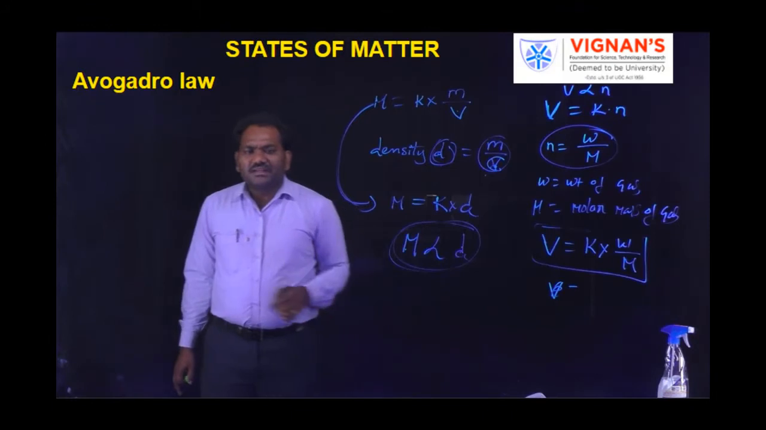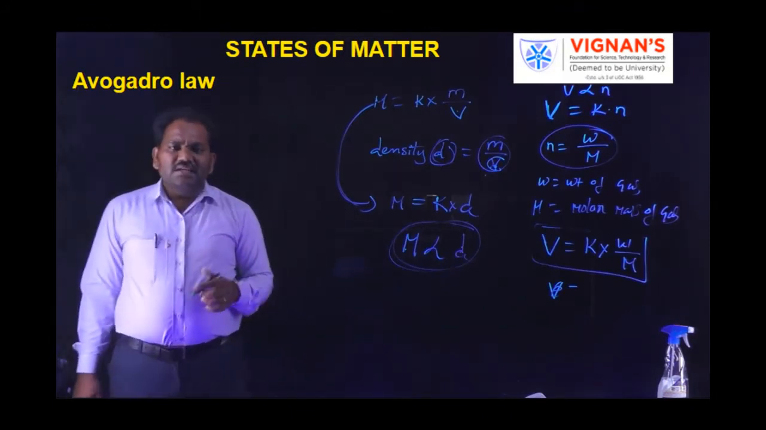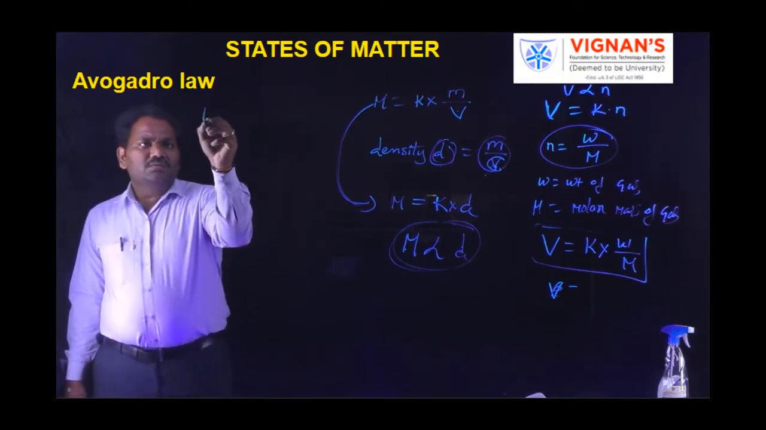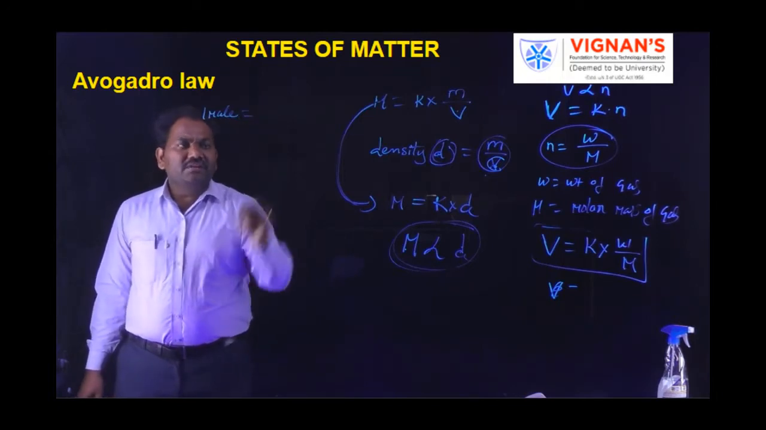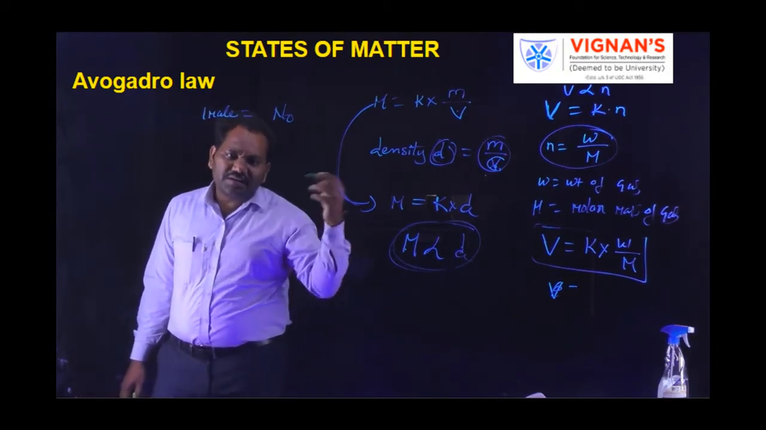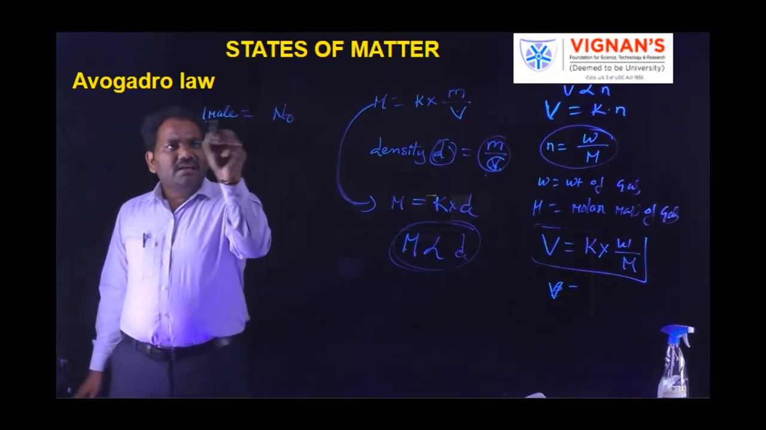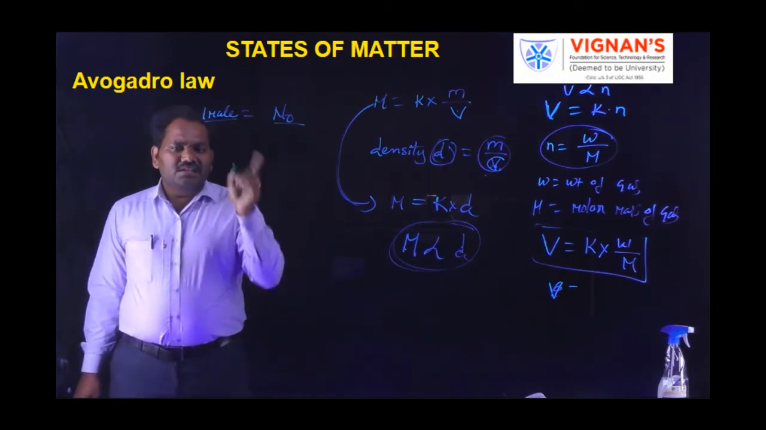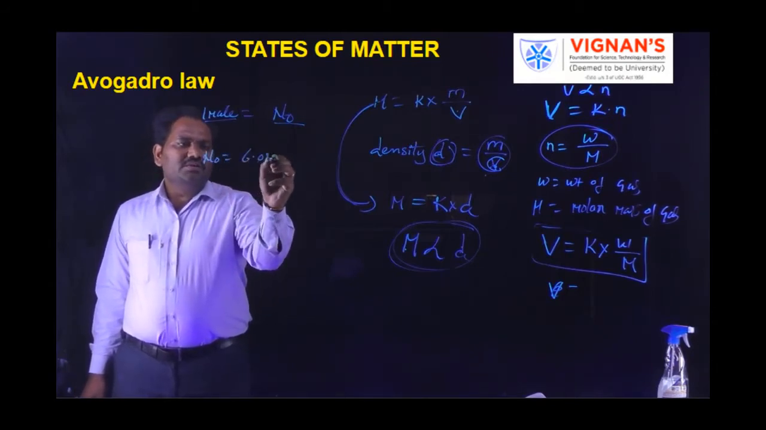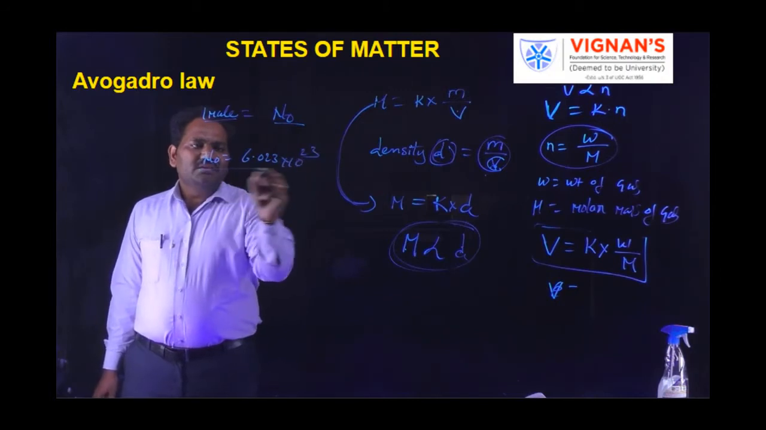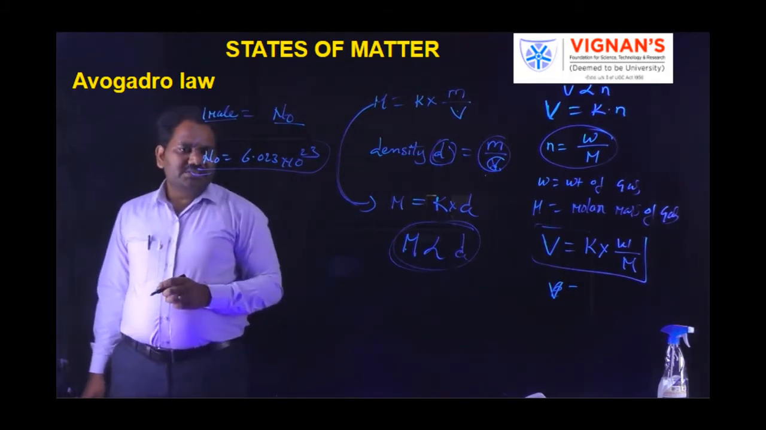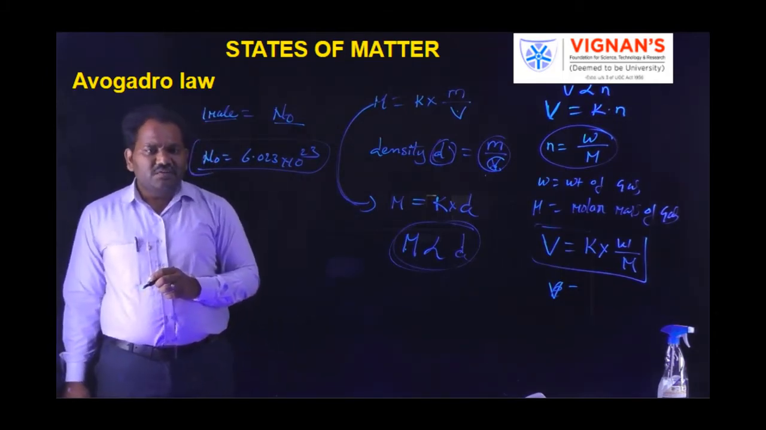Another relation: if any gas has 1 mole, we already derived that 1 mole of any gas has Avogadro number of particles, like molecules or atoms or ions. 1 mole means Avogadro's number. The Avogadro number N naught is equal to 6.023 into 10 power 23. This is the value of N naught.